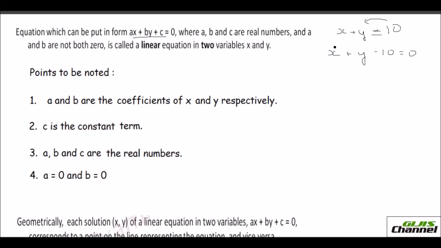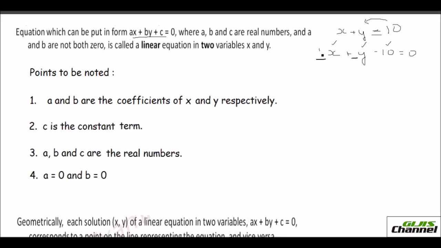So you have an x term, you have a y term, and you will have a constant on your left side, and that will be equal to 0. And here you find a, b and c, right? So in this equation, the a, b and c are the coefficients. A will be the coefficient of x and b will be the coefficient of y.